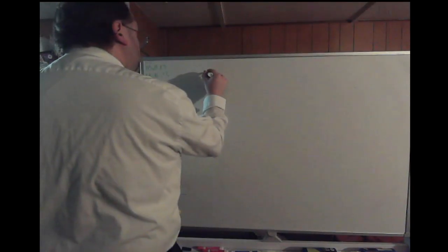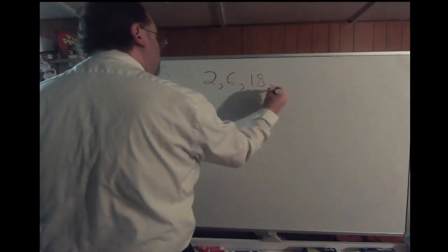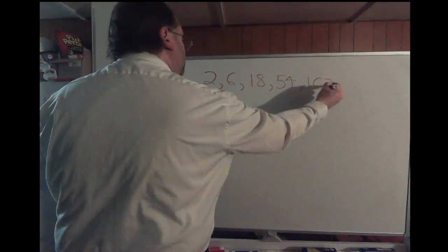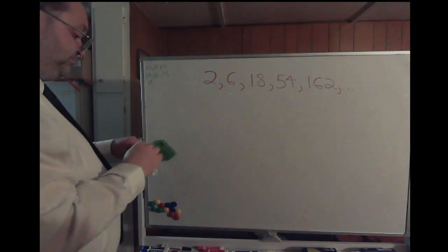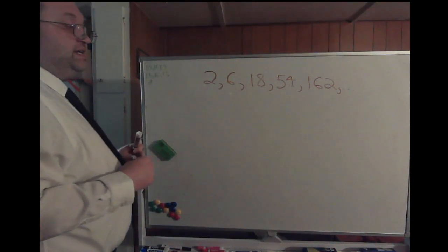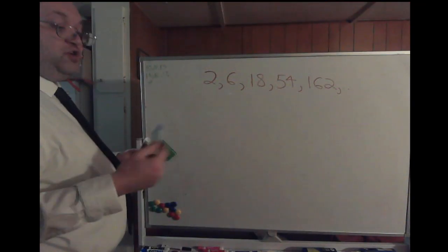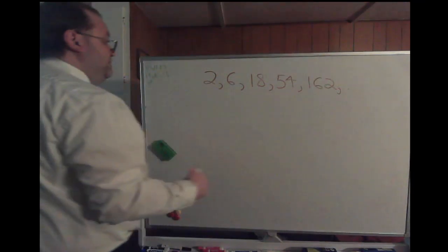So, also look out for multiplication. Let's do one like it. We have 2, 6, 18, 54, and 162. Then it just decides it's going to keep on going. Well, we look at this, we can clearly see this isn't going to be a normal addition list. It's clearly not subtraction. Let's try multiplication. Because we have 2, 6, 18, 54, 162, and it keeps on going.